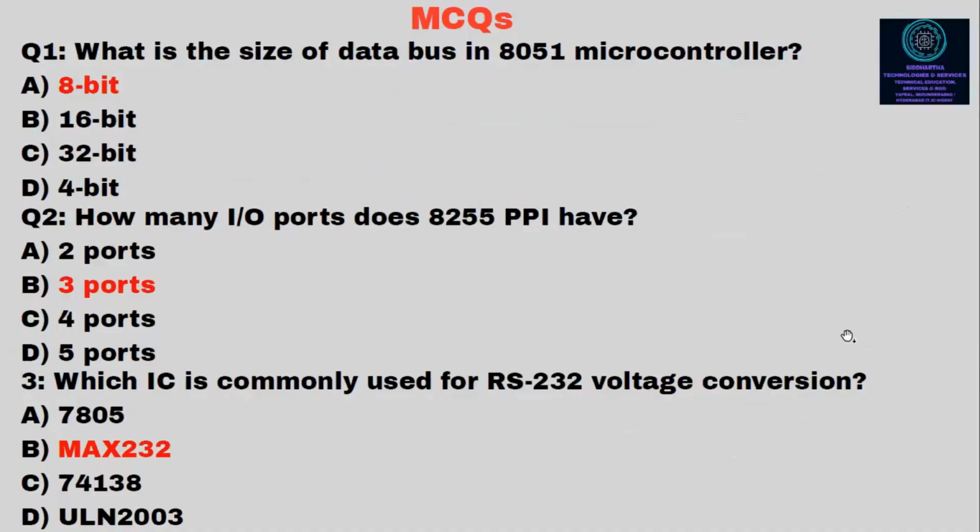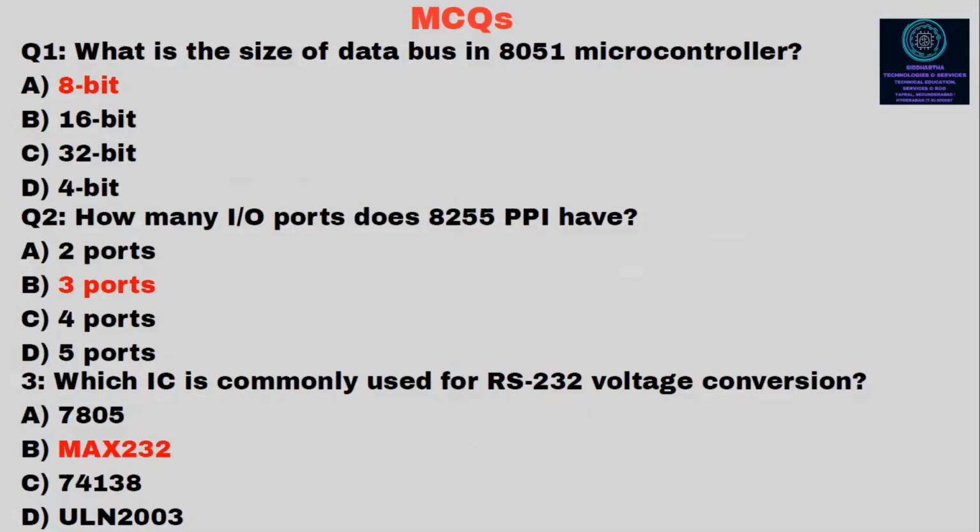Right. Now we come to the main part, the MCQ part. I've given a few questions for your preparation. What is the size of the data bus in the 8051 microcontroller? It is 8-bit. Question number 2, how many IO ports does the 8255 PPI have? It has 3 ports. You can go through the diagram we discussed before and check it out.